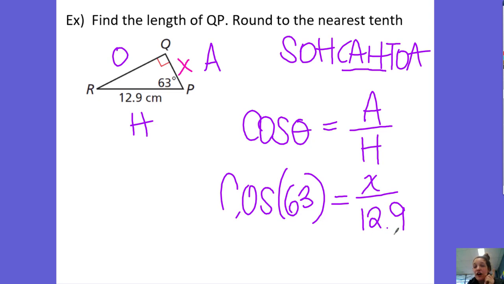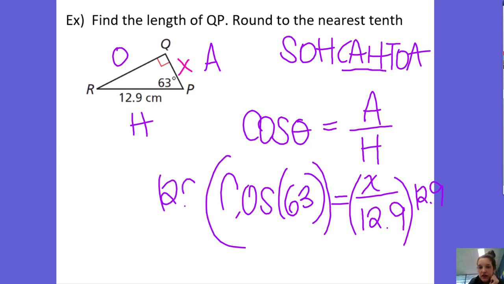Now I want to solve for x. So I have to get rid of this 12.9 that's in the denominator. I'm going to multiply both sides by 12.9, and they cancel out over here. And now I'm just going to type 12.9 cosine 63.